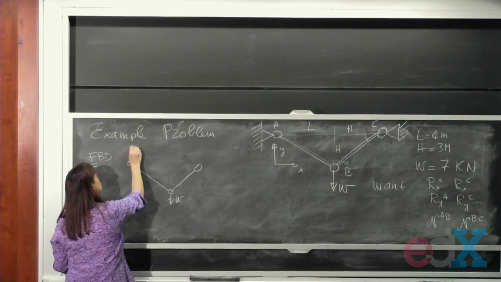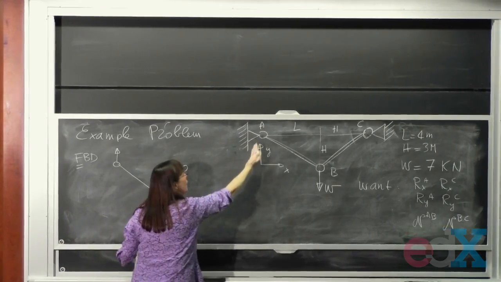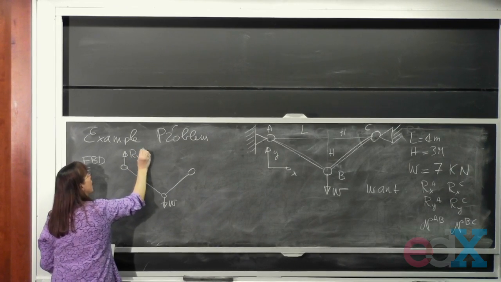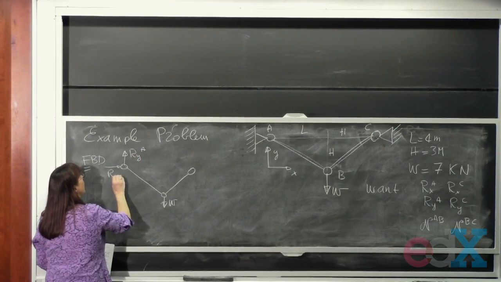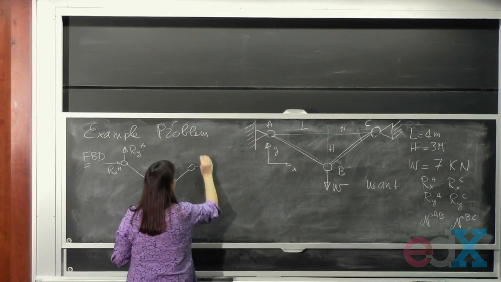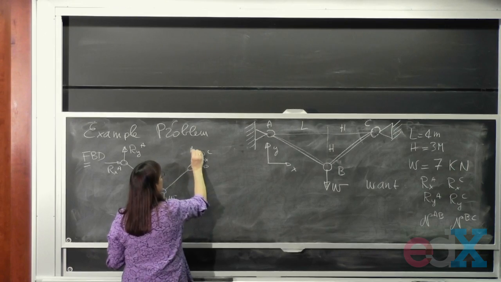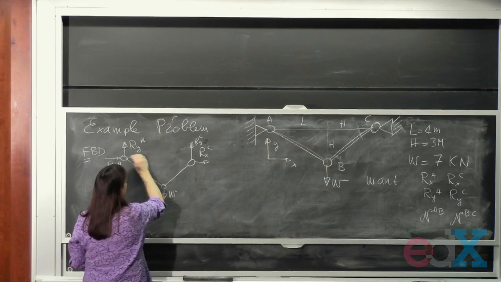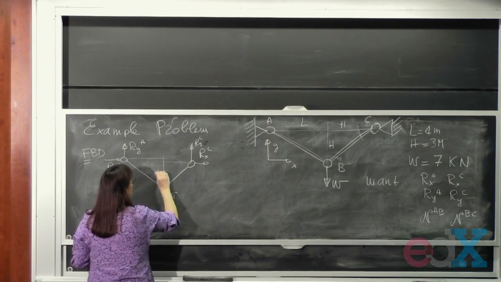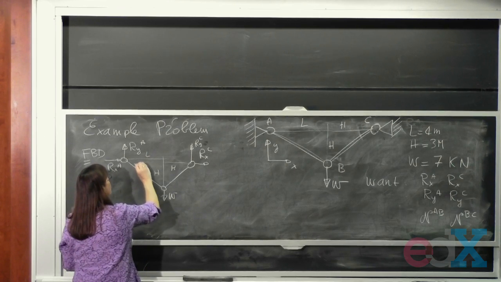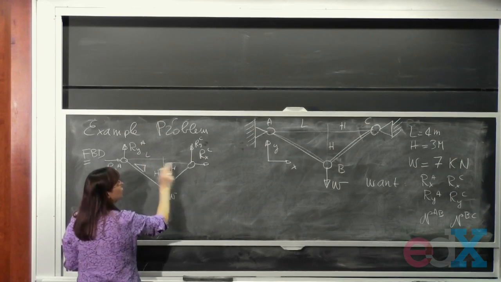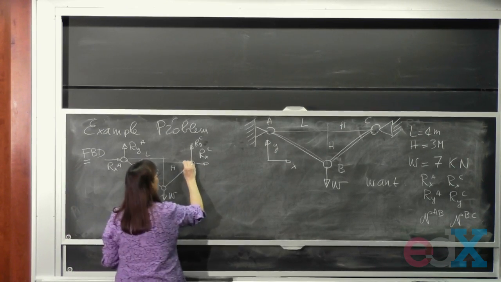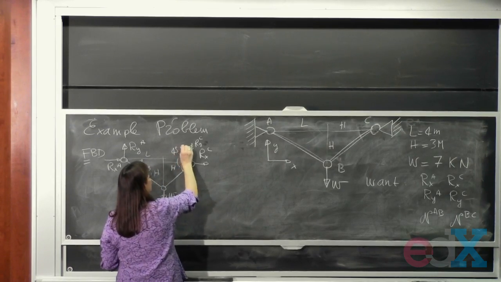This is pin A. So Y is up that way. So remember, these are Cartesian components of the reaction. They go with the axis. RYA, RXA. At C, I have RXC, RYC. And remember the geometry is whatever it is. H, H, L. And actually, this one is a 3, 4, 5 triangle. And this angle here is 45 degrees.